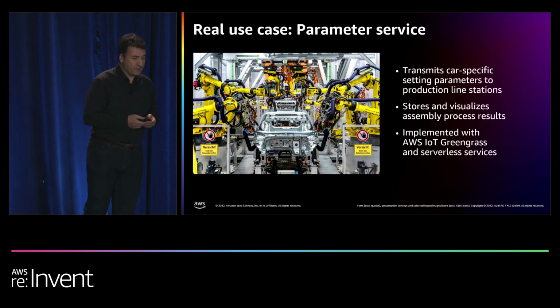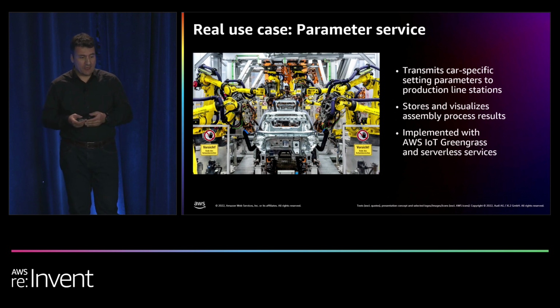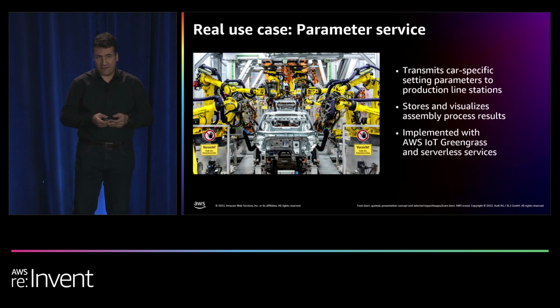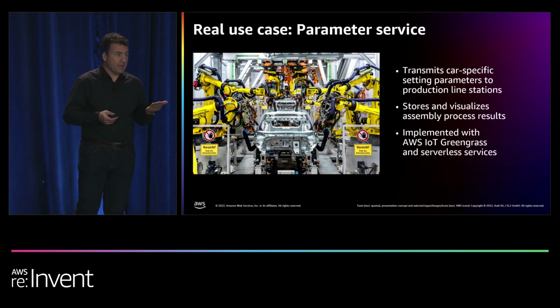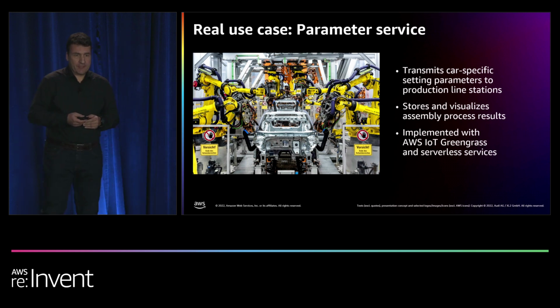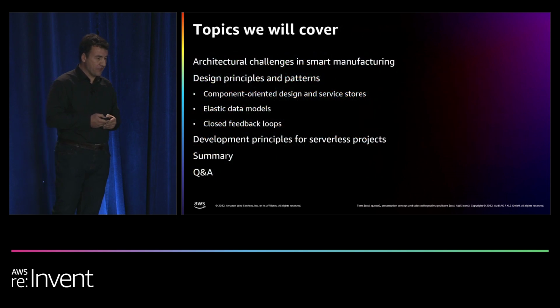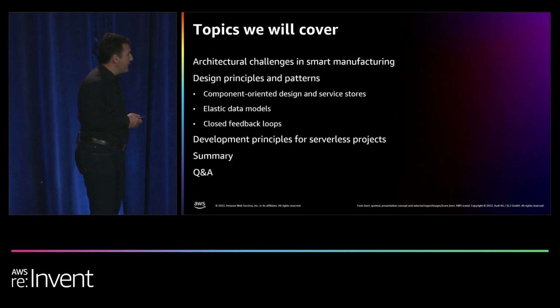What was developed here was a system that works in the cloud, is developed with serverless services, and provides a web application to manage all those parameters. It also takes the results from the manufacturing process to give analytics and to visualize any disturbances or outliers. For connectivity to the shop floor layer, we used AWS IoT Greengrass. We will have a closer look at this example in our agenda.